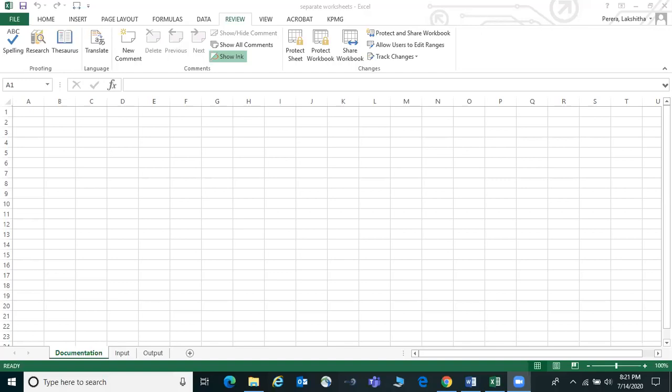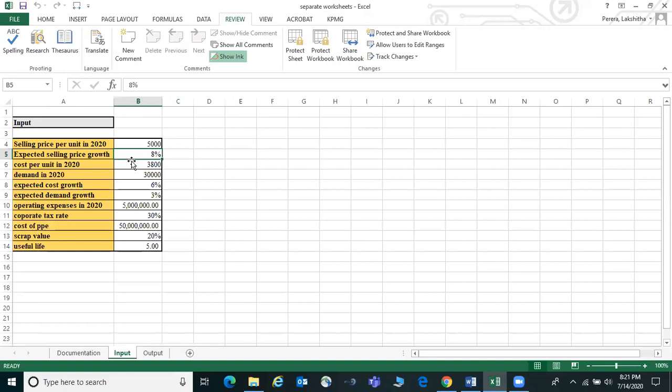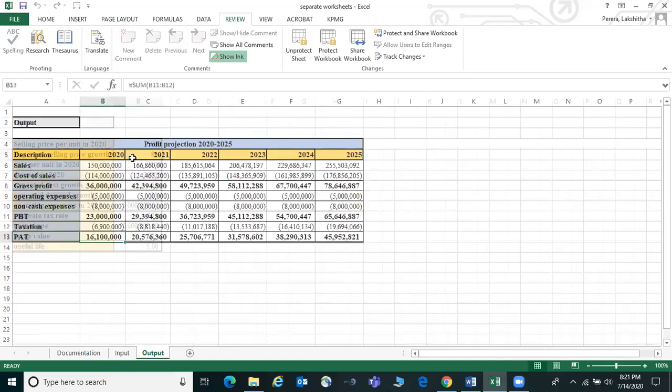Yes, Lakshita. Thank you. So you have identified the documentation area. Good. Then more importantly, the inputs you have identified. Good. So thereby the output you have taken. In this particular case, you have even taken 2020 as well, no? We have asked you to start from 2021. Everything else is correct.